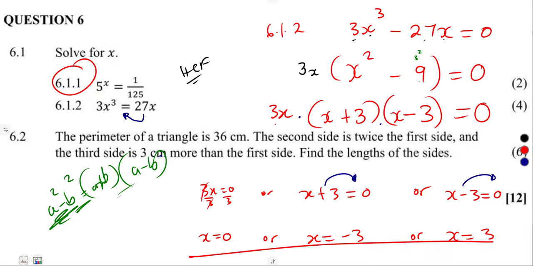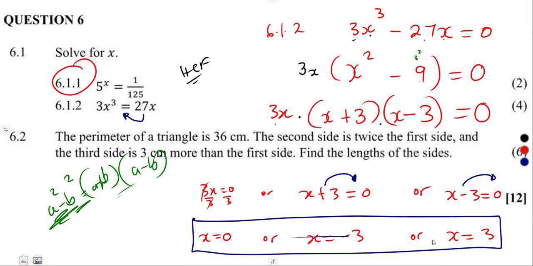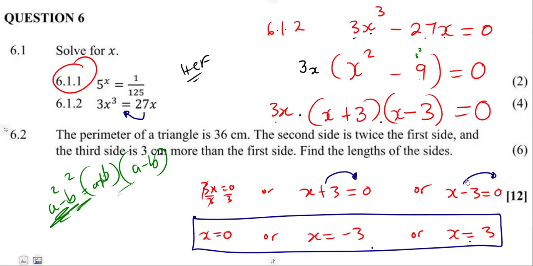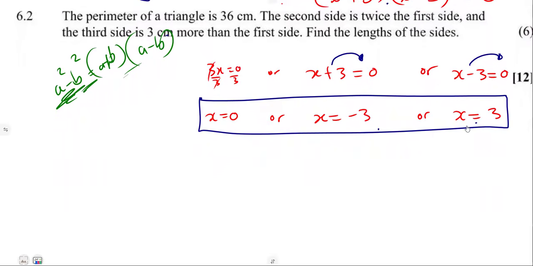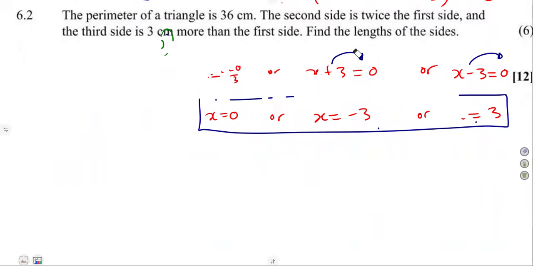So these are the values of x that you are going to have at the end. All right, x is equal to 0, x is equal to minus 3, or x is equal to a positive 3. The order does not matter. You can start with a positive 3, negative 3, or a 0. The order does not matter at all. All right, so that is what we had on 6.12 from this equation.